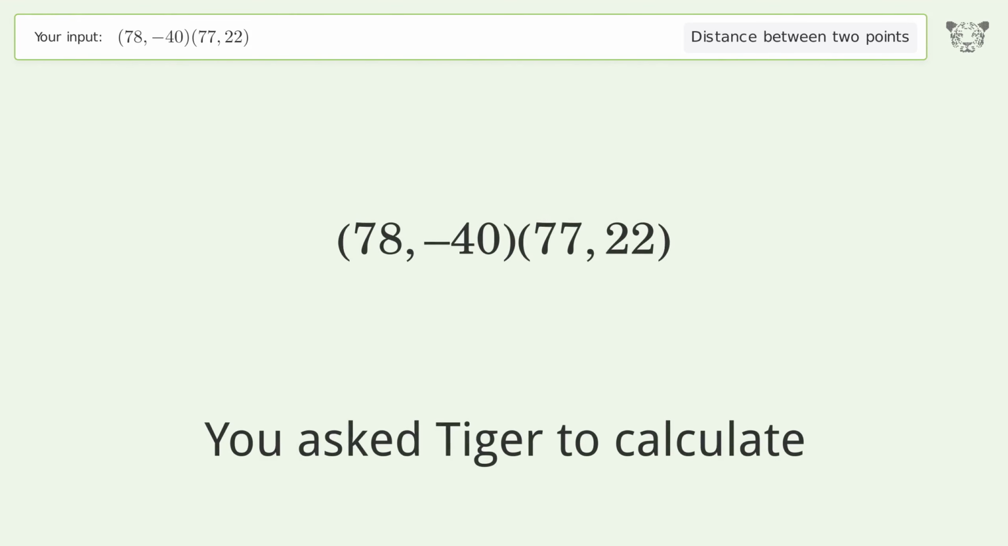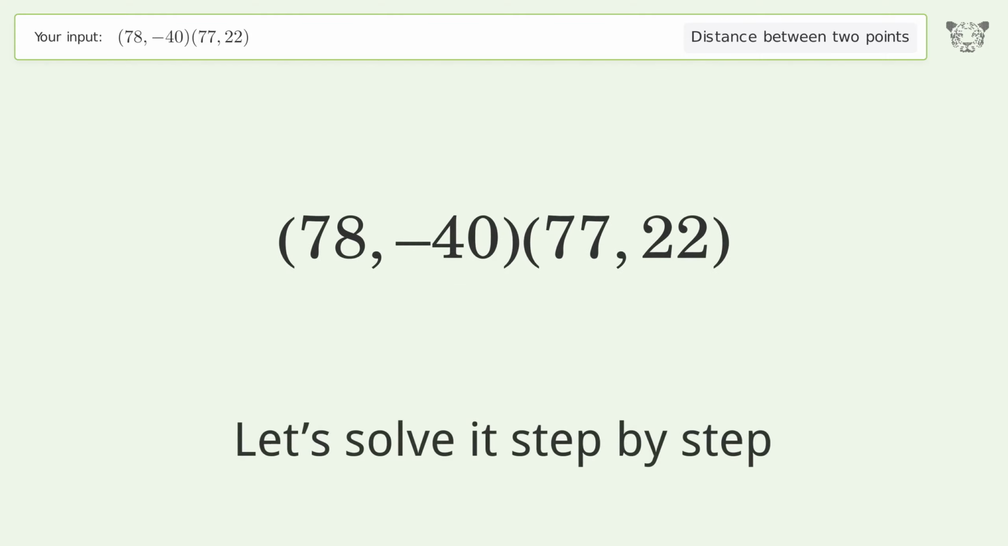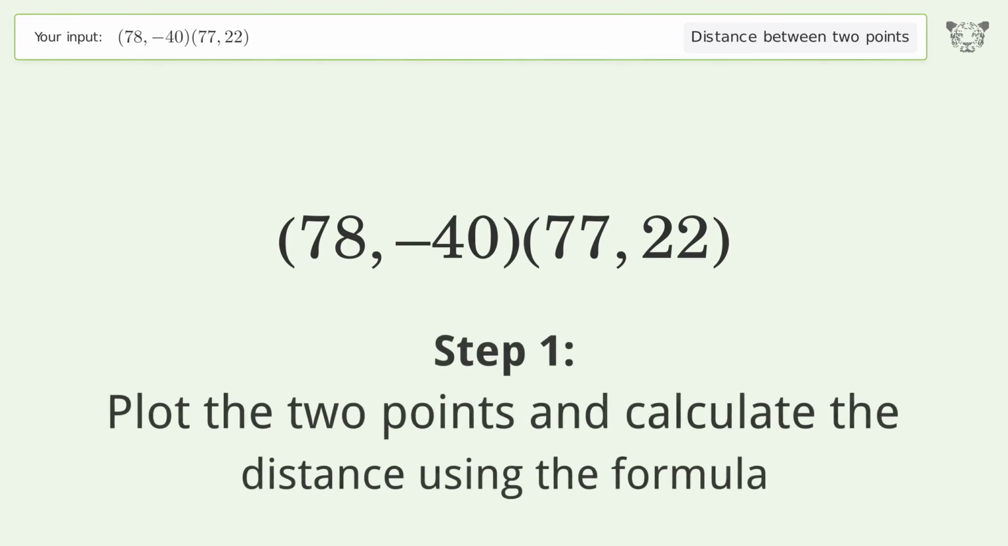You ask Tiger to calculate. This deals with the distance between 2 points. The distance between the 2 points is the square root of 3,845, or 62.008. Let's solve it step by step. Plot the 2 points and calculate the distance using the formula.